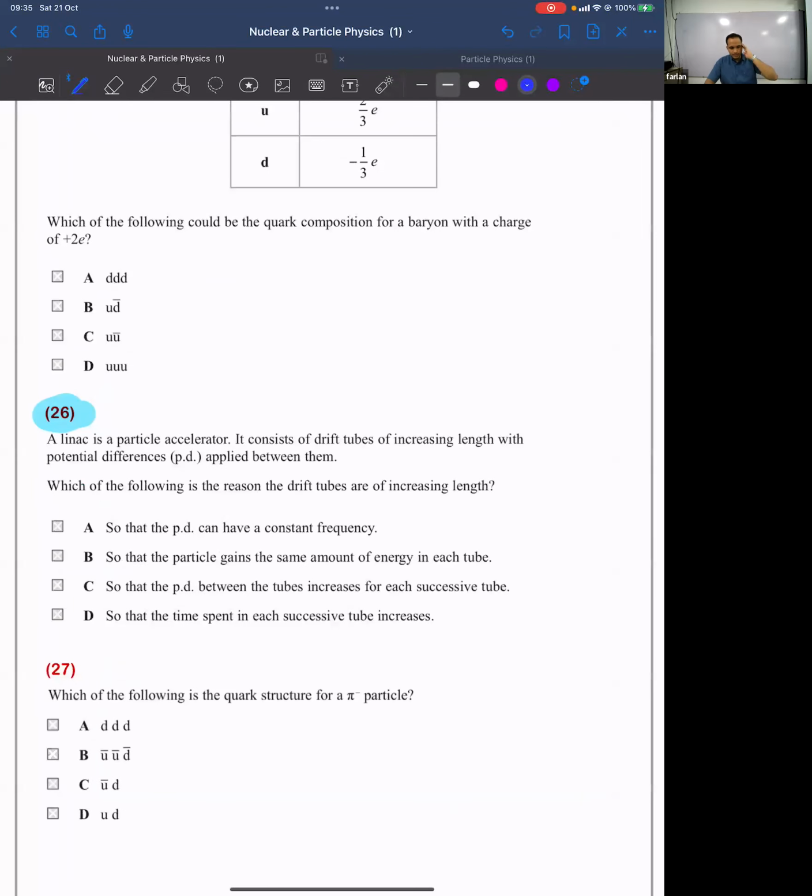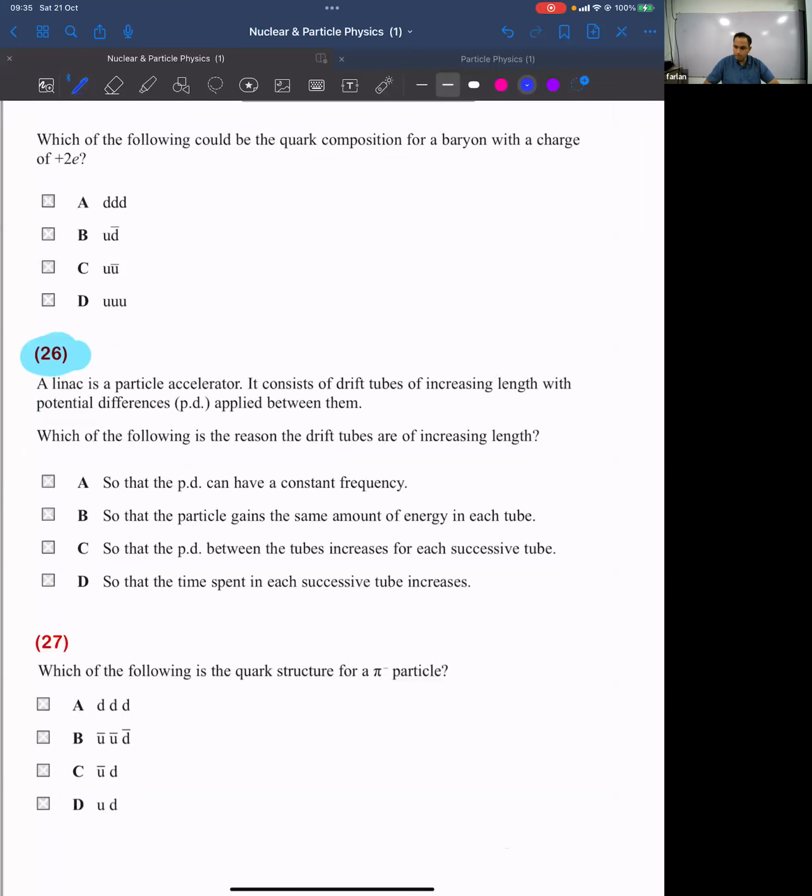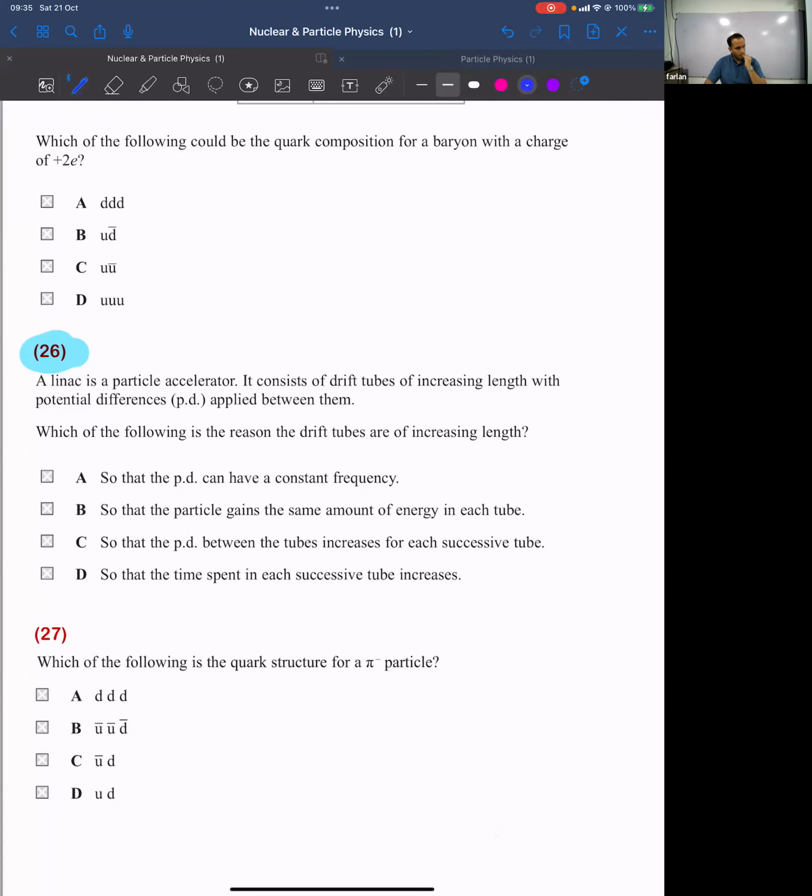A LINAC is a particle accelerator. It consists of drift tubes of increasing length with potential difference applied between them. Which of the following is the reason the drift tubes are increasing length? So that the PD can have a constant frequency. That's correct. So that the particle gains the same amount of energy in each tube? No. So that the PD between the tubes increases for each successive tube? No.